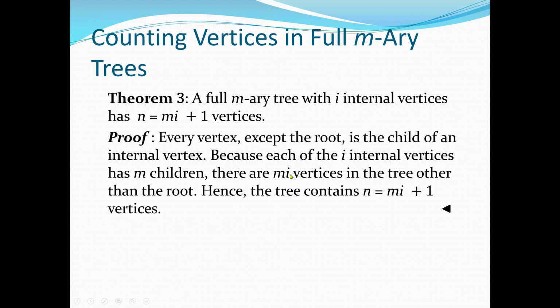So it will be m times i. Hence the tree will contain the number of vertices n equal to mi plus 1, where m is the number of children, and i is the number of internal nodes, then plus 1.